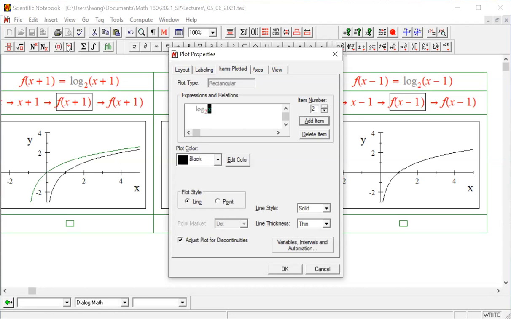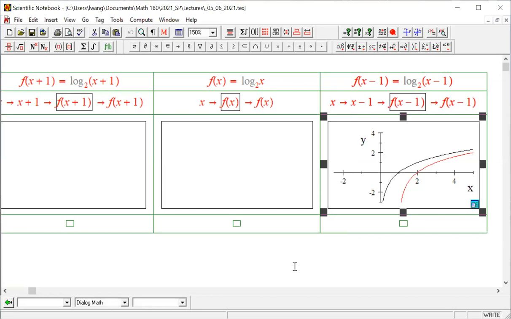So this is going to be x minus 1. So red, shift it to the right. Okay, so we got it right.